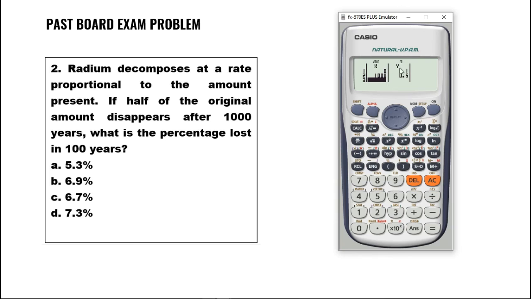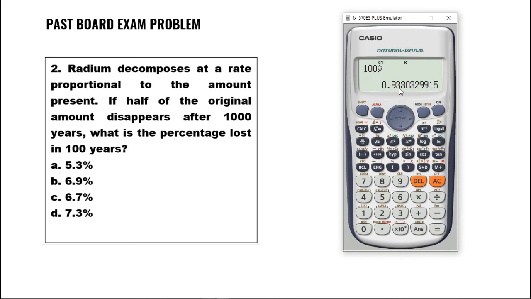Now, since our data is complete, after you press AC, you have shift stat, then regression. Now we analyze: what is the percentage lost in 100 years? Y, so 5. What is our time? 100 years, so we put 100 next to it. Then equals. After pressing equals, you have 93.3%, the amount present. But the question here is, what is the percentage lost?